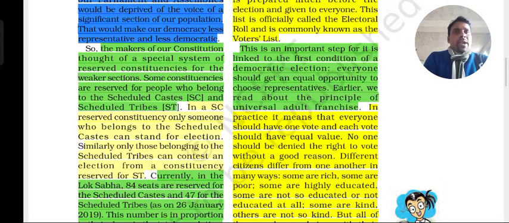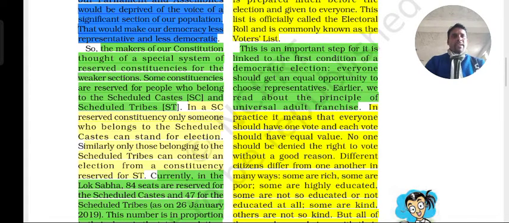In practice it means that everyone should have one vote and each vote should have equal value. Each and every person is meant here, and that is why I am not mentioning ages yet, from which age people should vote. Already we know it is 18, so I am not telling about it again. Everyone should have an equal right to vote, and each vote should have equal value. No one should be denied the right to vote without a good reason. A person who is 18 or above in the society should have the right to vote.